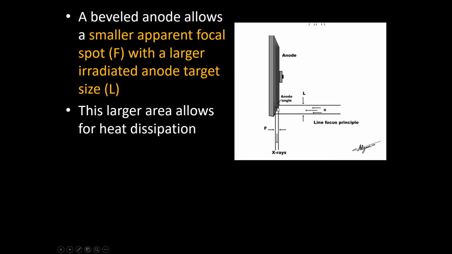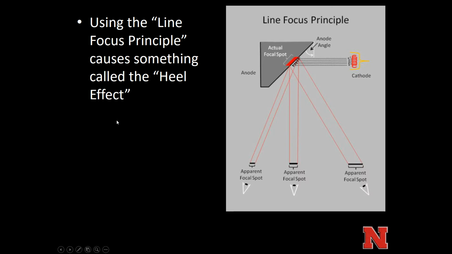If you think about it, the steeper the angle, the larger the area of that given focal spot that's coming out of the target, towards the target, which is the patient. This larger area allows, again, for heat dissipation, and it's just a way to get a smaller focal spot with more heat dissipation. So using the line focus principle causes something called the heel effect. What is the line focus principle?